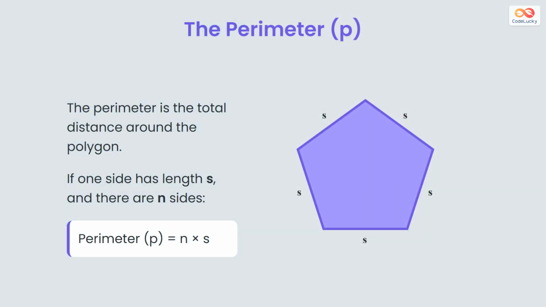Next, we need the perimeter, denoted by the letter P. The perimeter is simply the total distance around the outside of the polygon. If a polygon has n sides and each side has a length of s, then the perimeter is simply n multiplied by s.